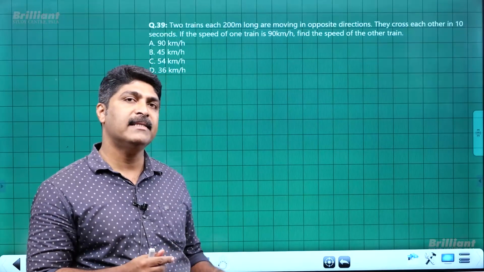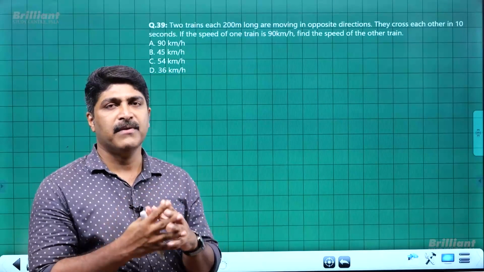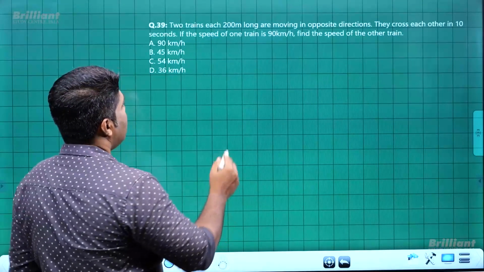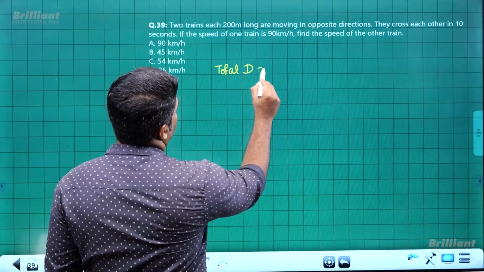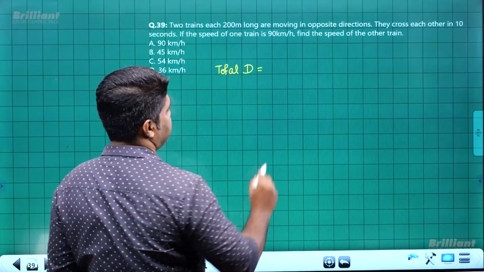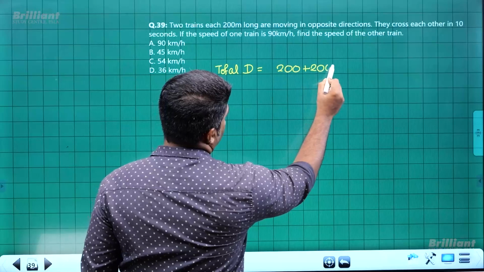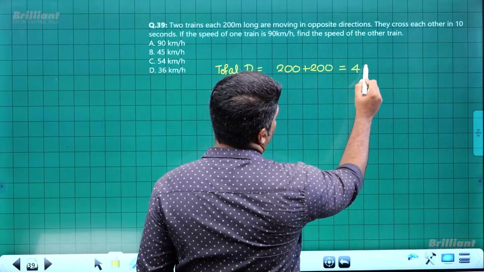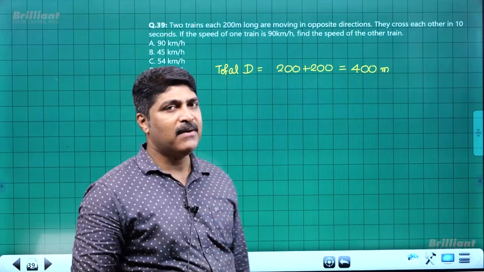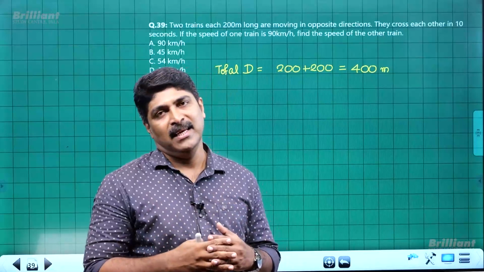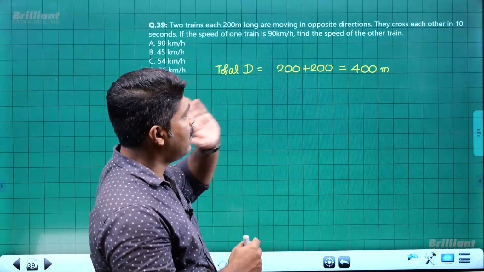If two trains are in opposite directions, crossing each other, what is the total distance covered in such an activity? The total distance is nothing but the sum of the lengths of the trains. So here, two trains, 200 each. Therefore, the total distance is 400 meters. That's the concept here.